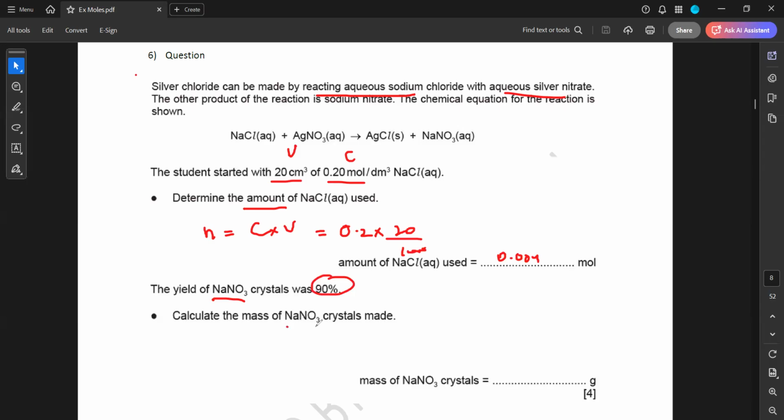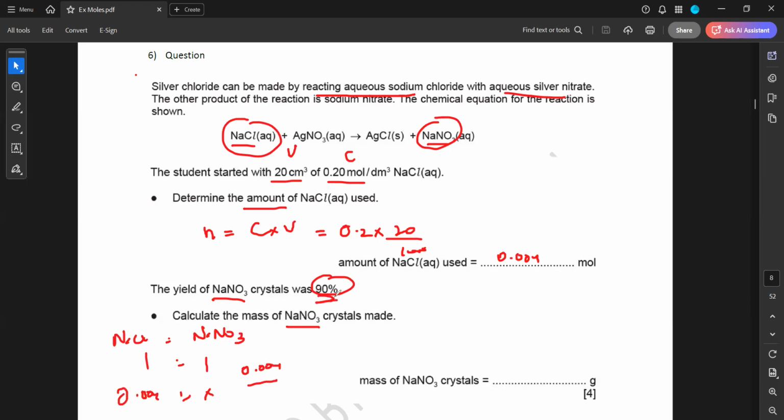Calculate the mass of sodium nitrate. How can we work out the mass? First, we'll find the moles of sodium nitrate. So 1:1 is the ratio between them. A sodium chloride and a sodium nitrate, the ratio between them is 1:1. Like 1 mole will give us 1. So if it is 0.004, it will be X. We get the same 0.004. But only 90% is what.